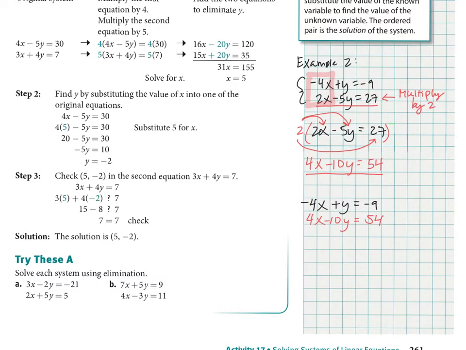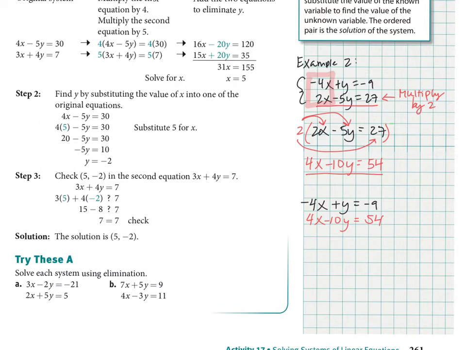Now, remember, the reason that we can multiply our whole equation by this is the multiplication property of equality. When we multiply everything on both sides by the same number, the equal sign still holds true. That's why it's called the property of equality, because when we do that action to both sides of our equation, it still holds true.